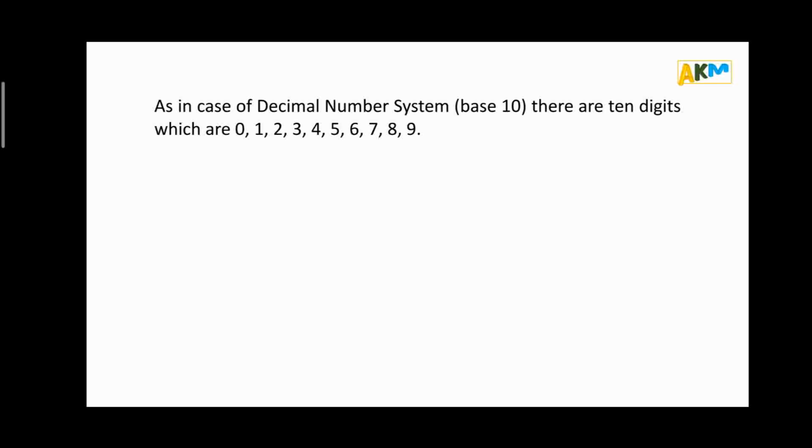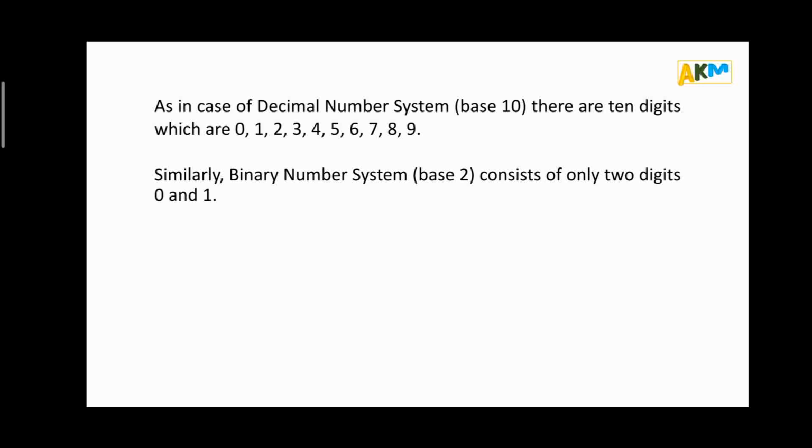Now we have seen the decimal number system. Similarly, the binary number system, which is base 2, consists of only two digits, that is 0 and 1. No other digits are used in the binary number system. So if you see a number which consists of digits like 2 or 3, then we cannot call it a binary number. We will have only 0 and 1 as digits in a binary number.